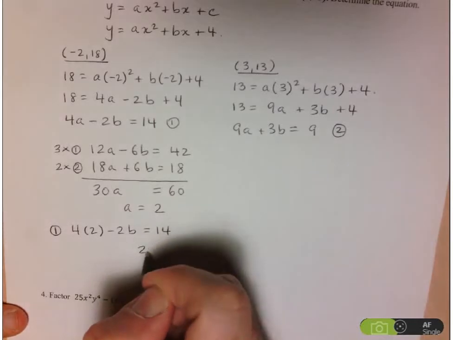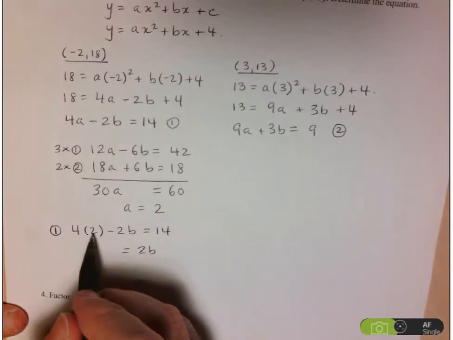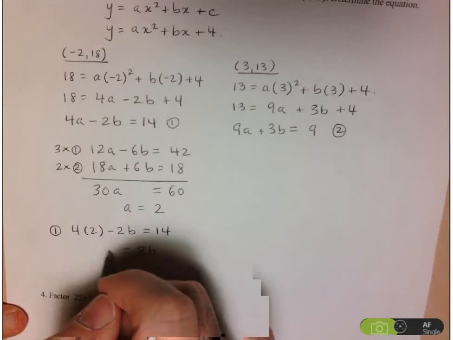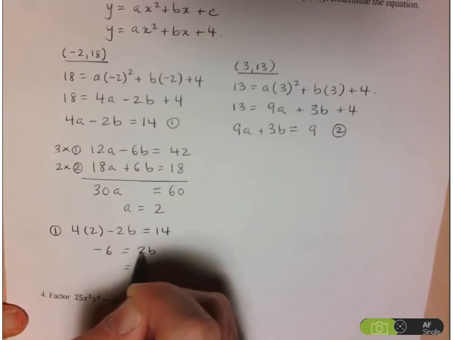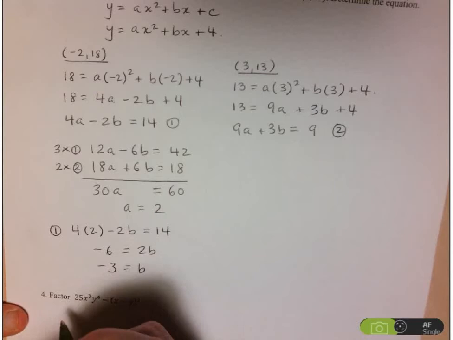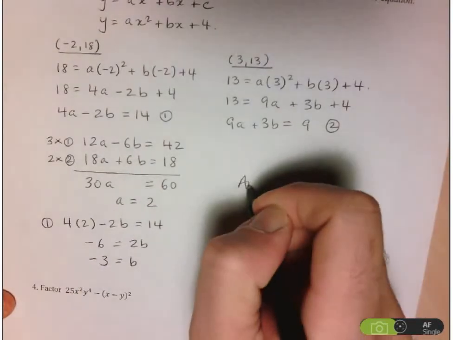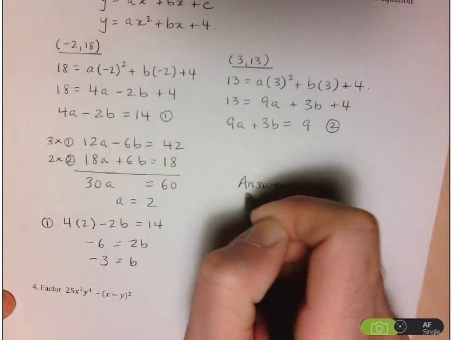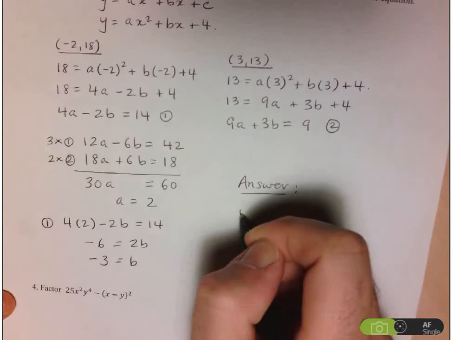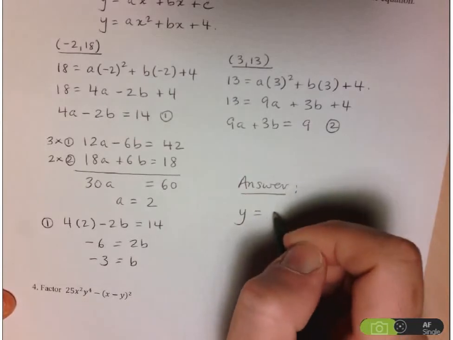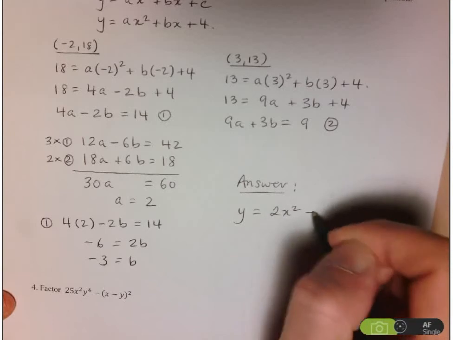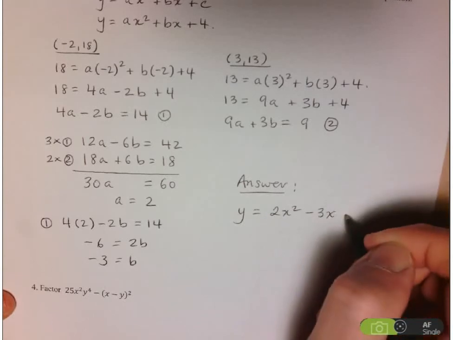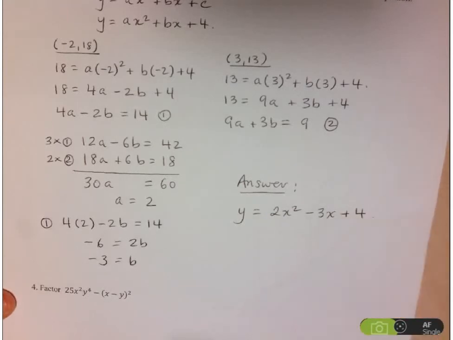Okay, bring the b to the other side. So here we have 8 minus 14 is negative 6. And so b is equal to negative 6 divided by 2, negative 3. And now we can give our final answer, since we have all the unknowns. Okay, so y is equal to ax squared, so 2x squared, plus bx, so minus 3x, and plus c, which in this case here is 4. Okay, there you have it.